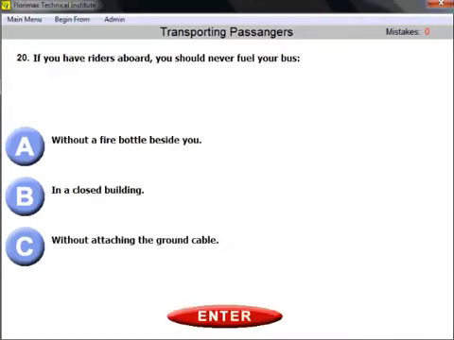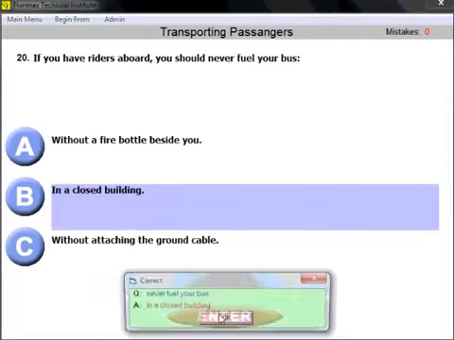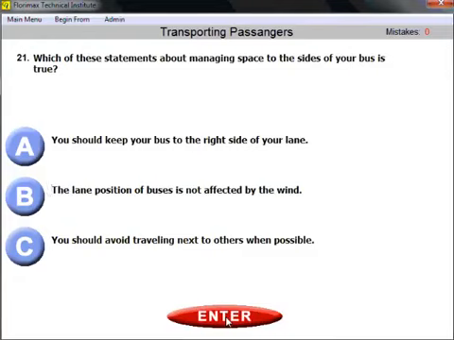Question number 20. If you have riders aboard on a bus, you should never fuel your bus, and the answer is in a closed building. Sometimes you have to fuel your bus when you have passengers aboard. And if you have to do this, never fuel your bus in a closed building. Again, a safety requirement.